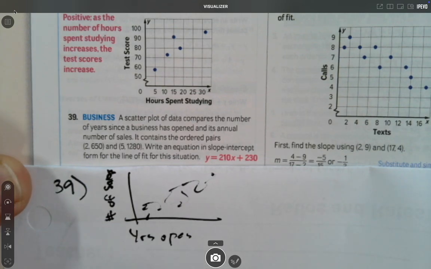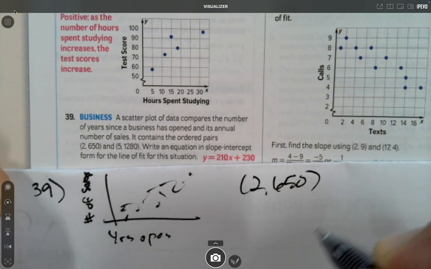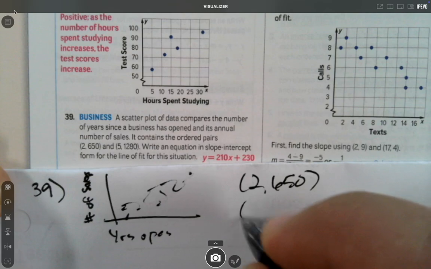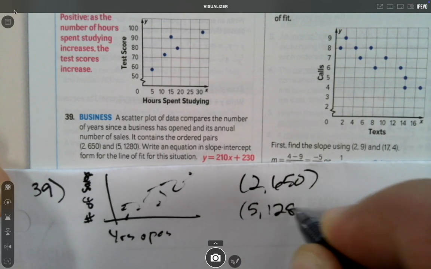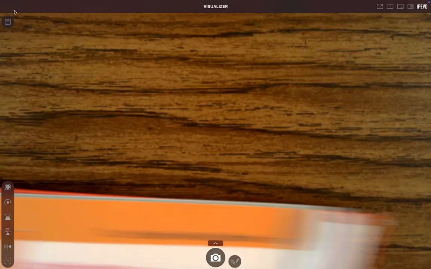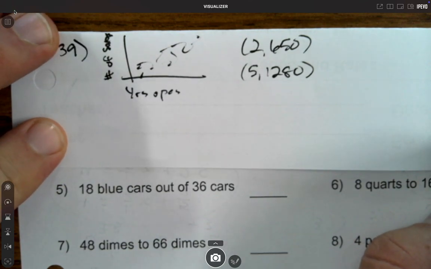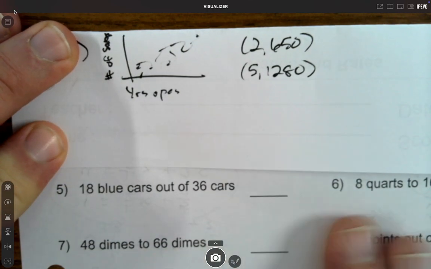So a scatter plot of data compares the number of years since a business is opened and its annual number of sales. It contains the ordered pairs 2, 650, and 5, 1280. Write an equation in slope-intercept form for the line of fit for this situation. Okay, so when we have 2 points and we're asked to do the equation of a line, you can ignore this down here, it's just the back side of my paper.